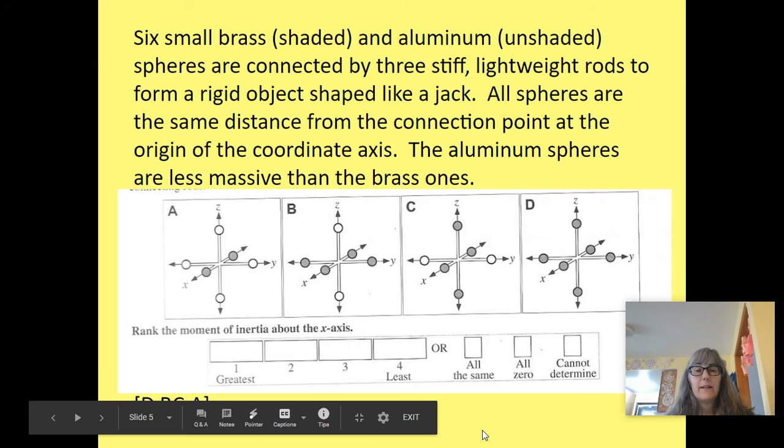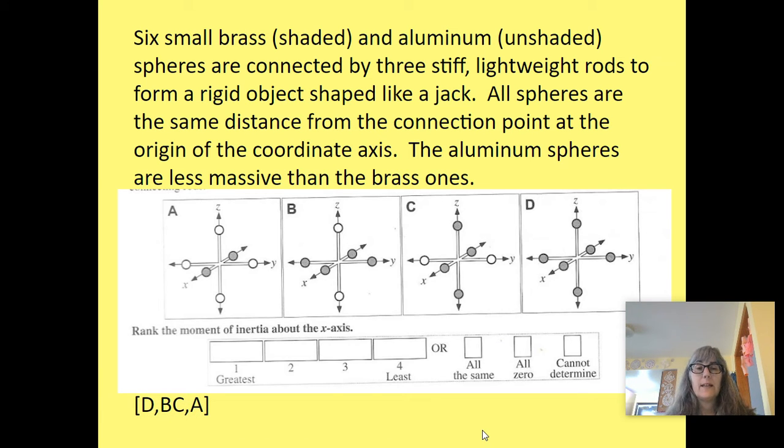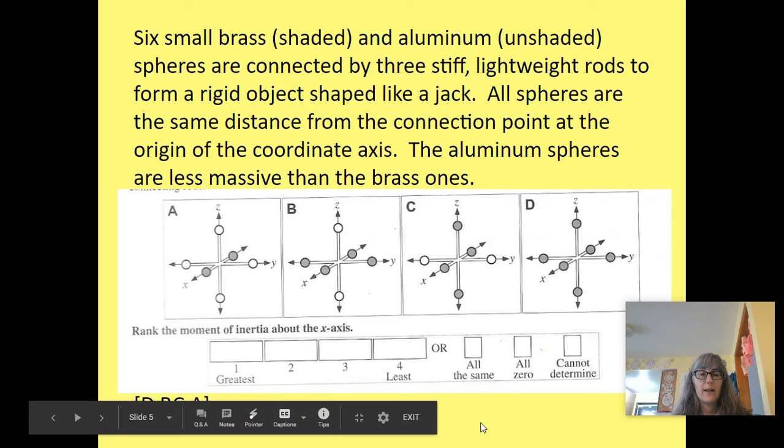So A is going to be the least. It's going to be the easiest to turn because it has got the least amount of mass that's going to be spinning. Whereas D is going to be the hardest because it's got the most amount of mass that's spinning. And B and C will be tied because their amount of mass is the same.